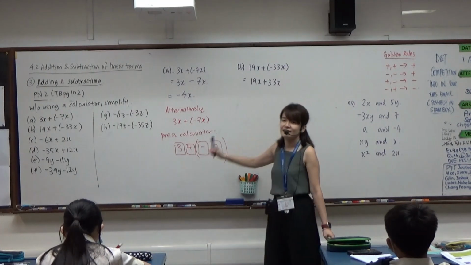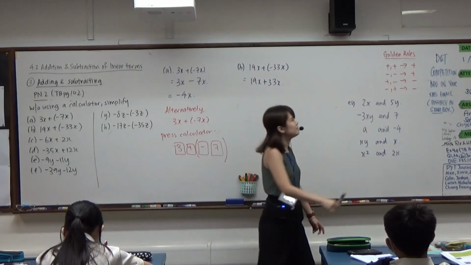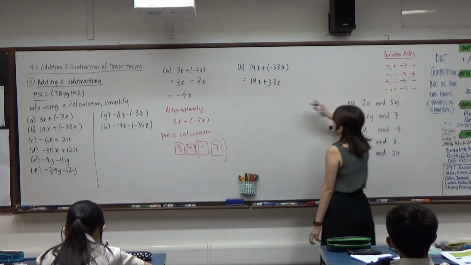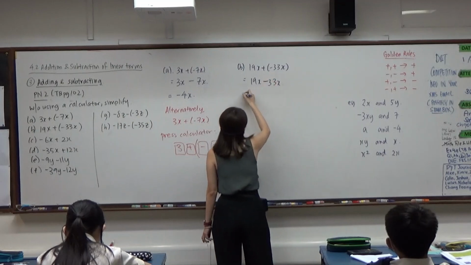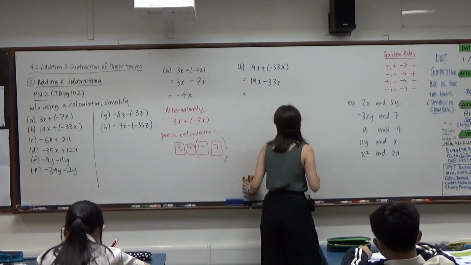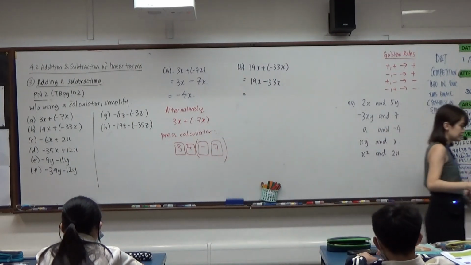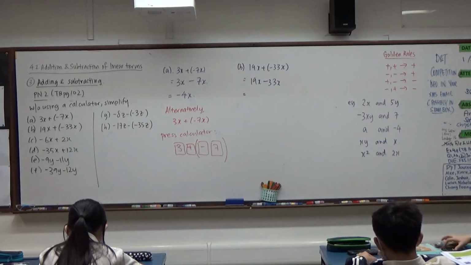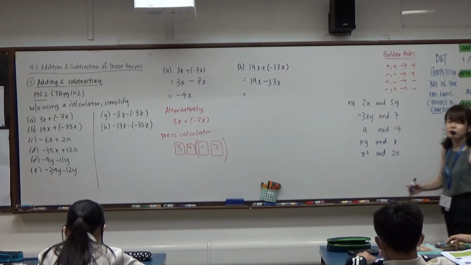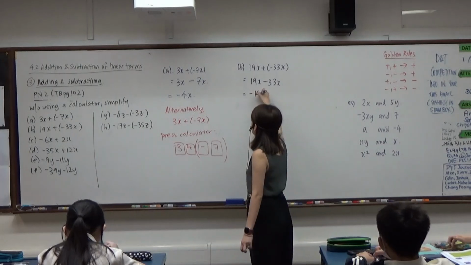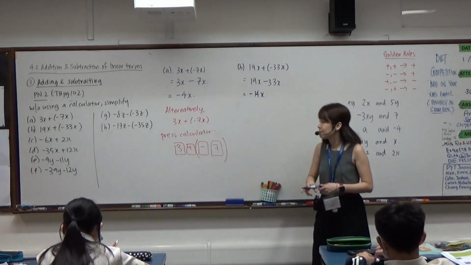Okay, because we say plus minus gives us minus, right? So this should be minus. Okay? If you don't know how to calculate 19 minus 33 very well, just press your calculator. Okay, and what would we get? We get negative 40x. Okay?